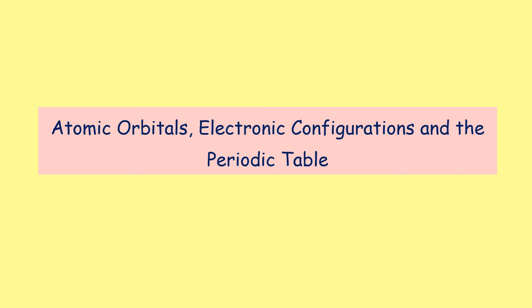This is Advanced Higher Chemistry. We are talking about Unit 1, and in Unit 1 we're looking at inorganic chemistry. And the topic that we're looking at now is atomic orbitals, electron configurations and the periodic table. And in this lesson we're going to focus on atomic orbitals and quantum numbers.